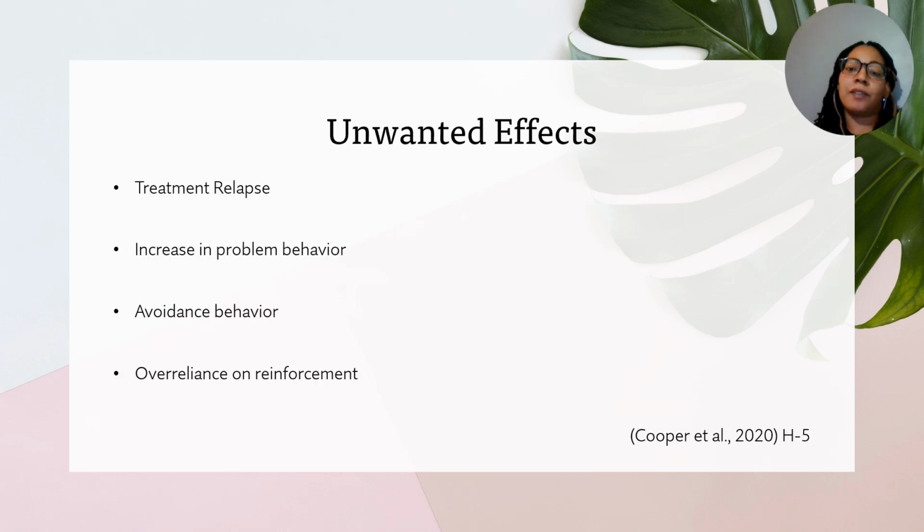Task list item H5 states: plan for possible unwanted effects when using reinforcement, extinction, and punishment procedures. Problem behavior can increase in frequency when reduced by DRA due to reinforcement thinning and schedule thinning. This is referred to as a treatment relapse. Problem behavior can also increase when the treatment shifts from clinical settings to a natural setting, or when a new therapist is involved.